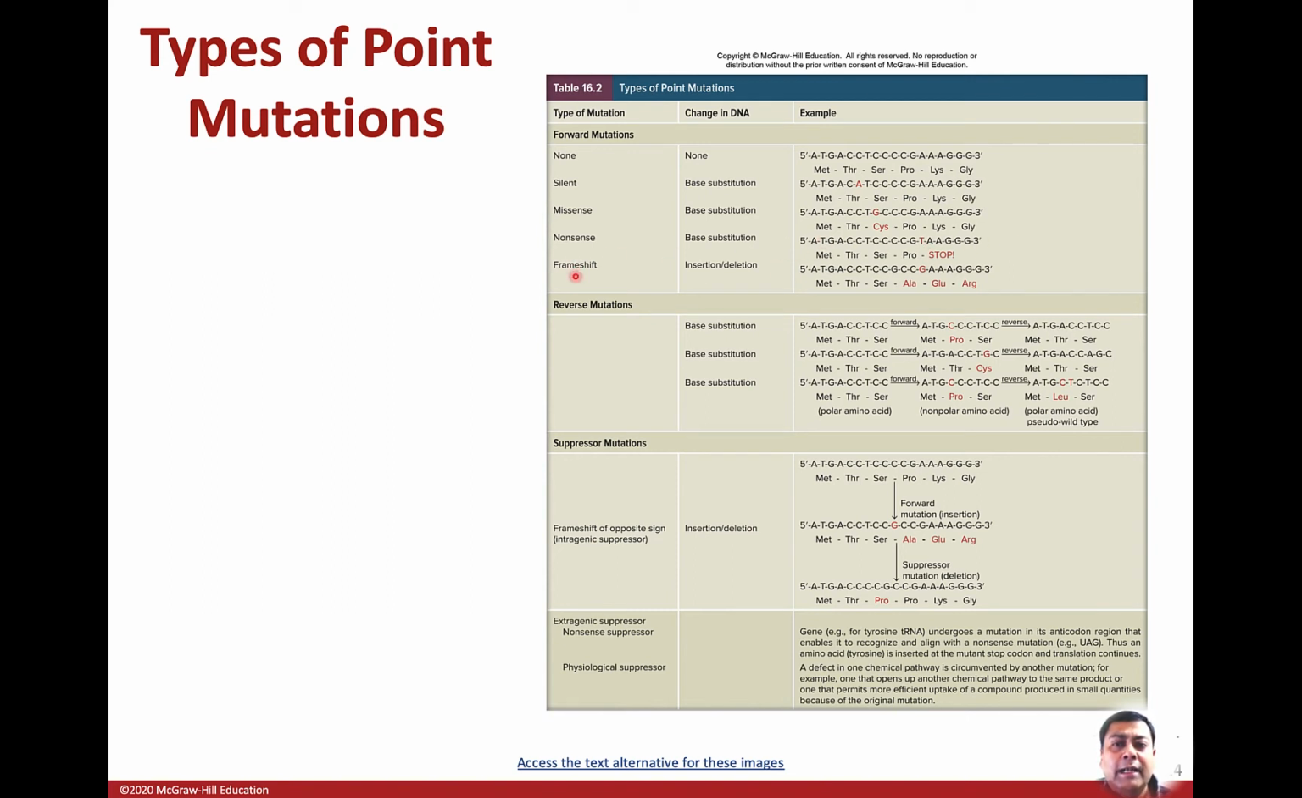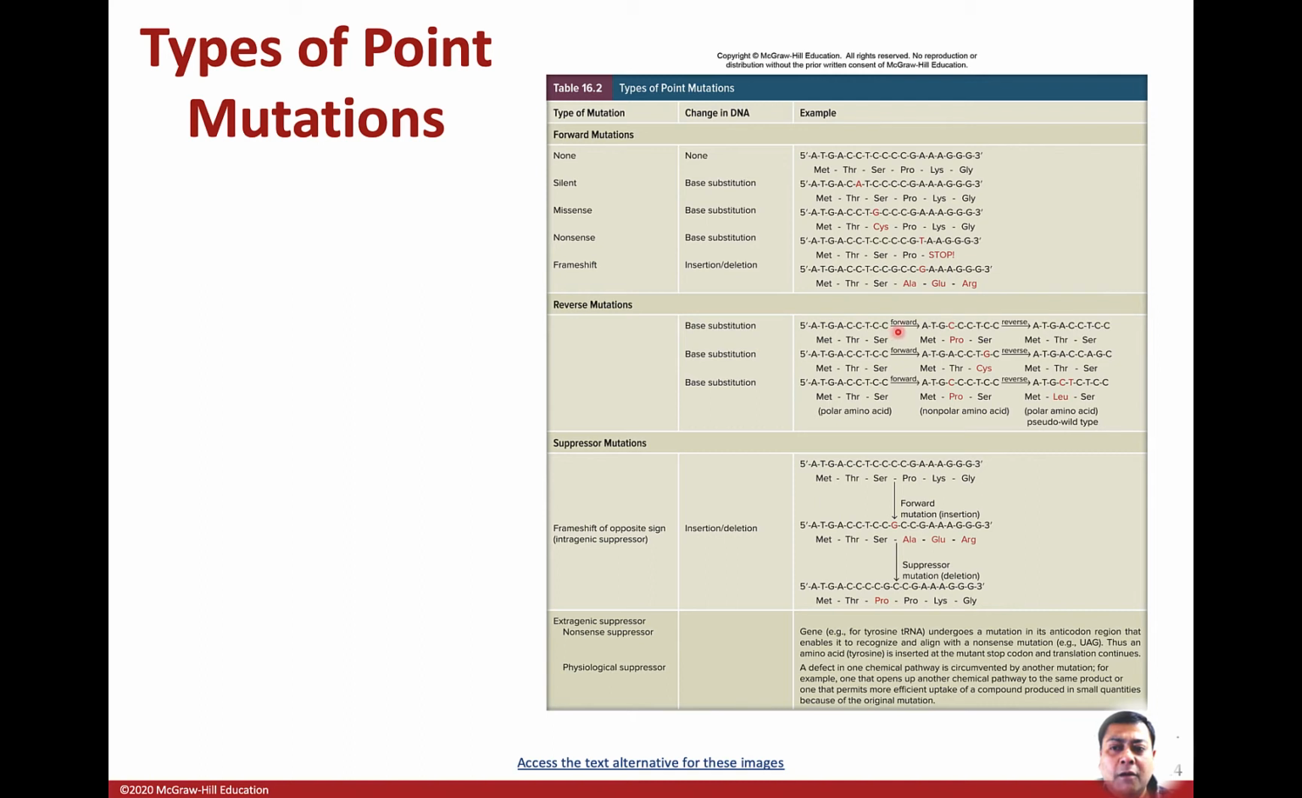If you are looking at the frameshift mutation, you can see that the insertion of this G will completely change the reading frame, and instead of proline, lysine, glycine, this will now be alanine, glutamine, and arginine. So the rest of the protein will be completely changed, and that most of the time will cause a drastic mutation.